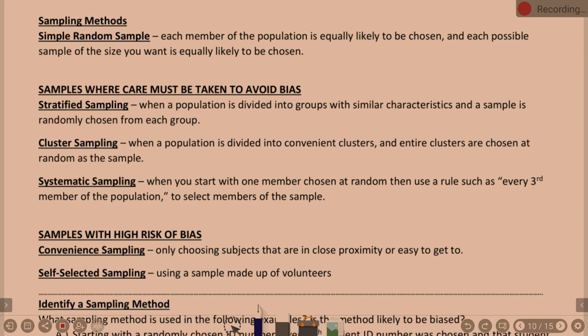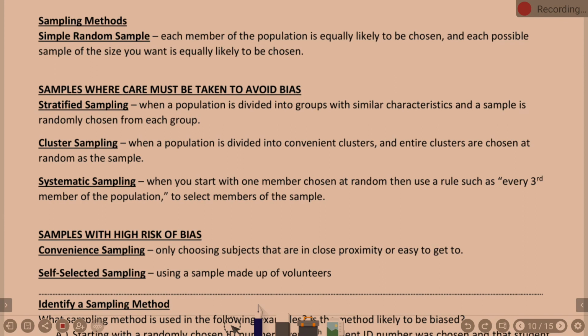Now, we've got a couple of samples where care must be taken to avoid bias. So, kind of a be careful thing. A stratified sample is when a population is divided into groups with similar characteristics and a sample is randomly chosen from each group. So the key is you're divided into groups with similar characteristics, and you have a sample chosen from each group, so you're still getting somewhat of a variety.